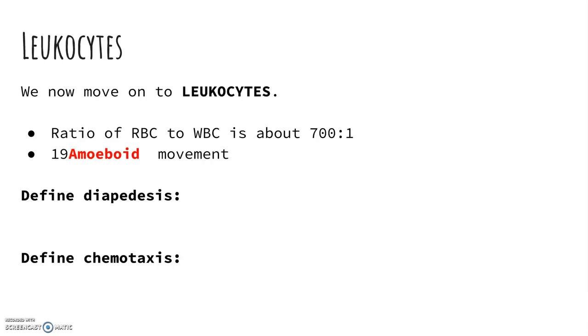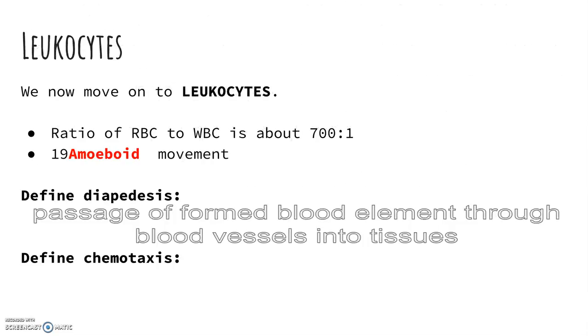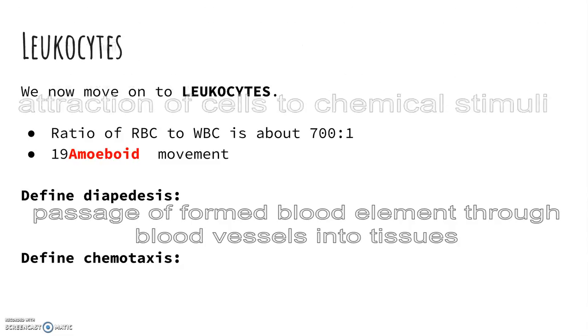And this moving out of the blood vessel is called diapedesis. It's passage of the formed blood elements through the blood vessel wall out into the tissues, diapedesis. And how do they know where to go? They don't just go willy-nilly anywhere they want. Well, it's because of chemotaxis.